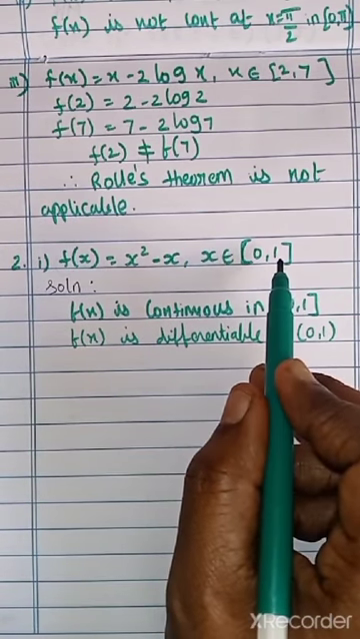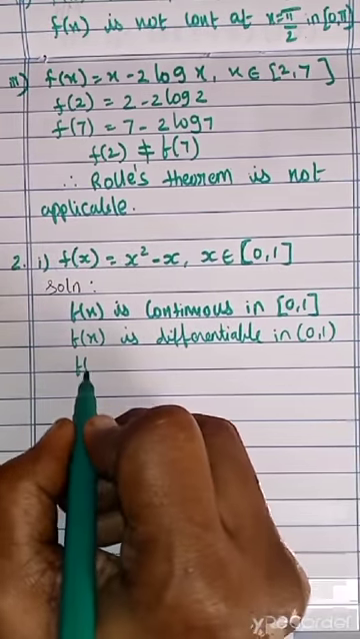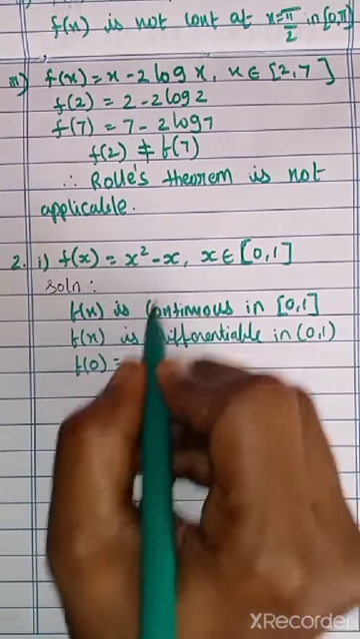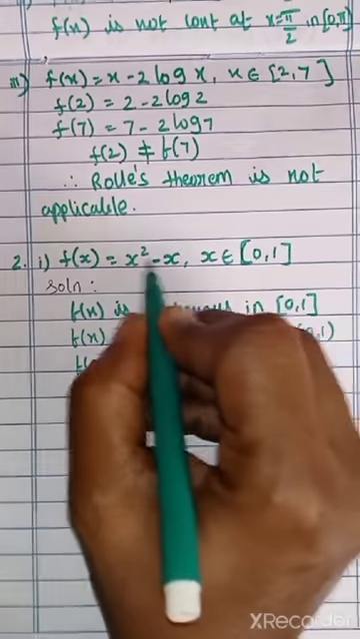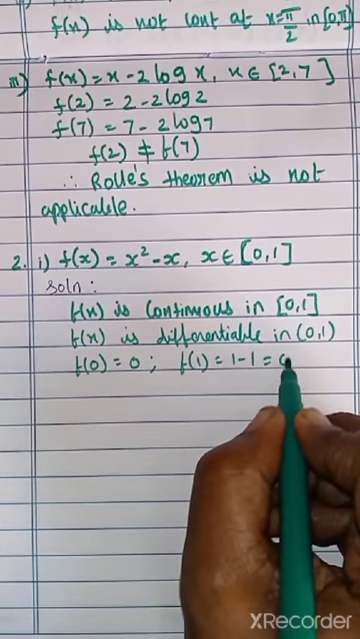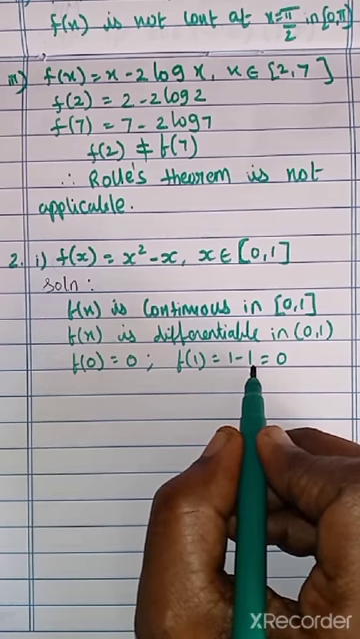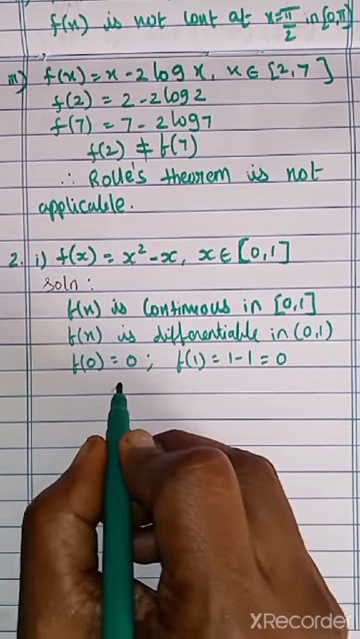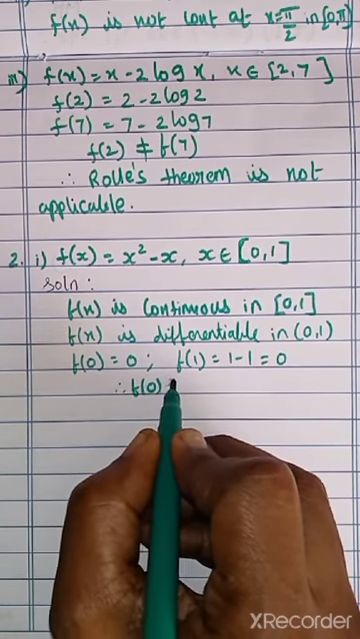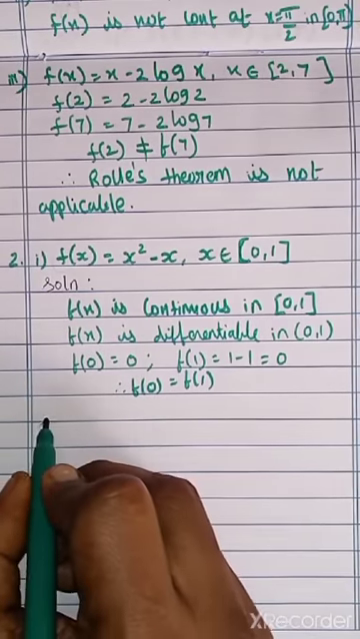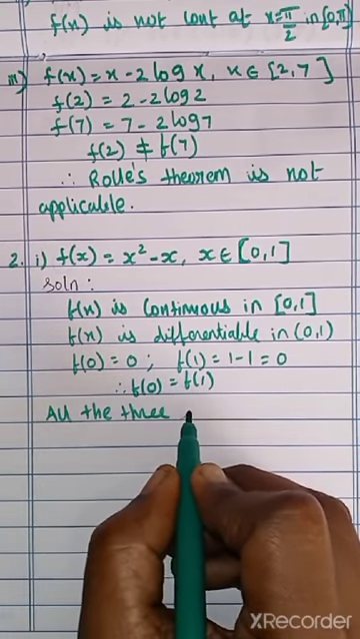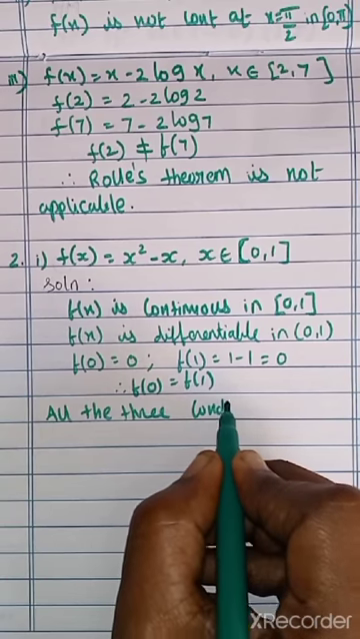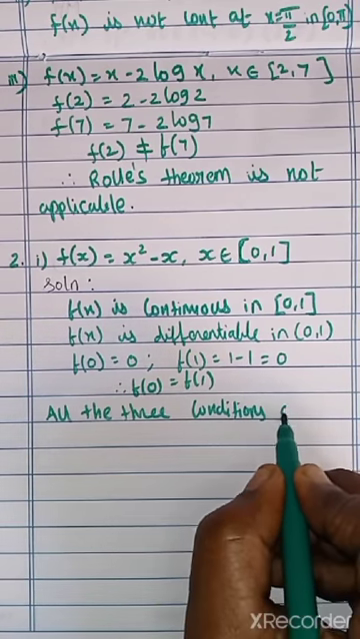A value 0, b value 1, correct? So f of 0 is 0 minus 0, 0. F of 1 is 1 minus 1, 0. Are f of 0 and f of 1 equal? Yes, therefore f of 0 equal to f of 1. Now all the three conditions are satisfied, correct? All the three conditions are satisfied.